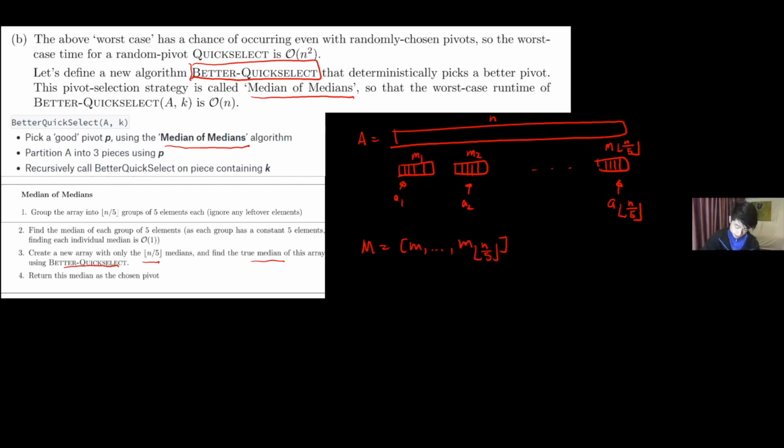So this is like a nested recursive call. So then find the median using better quick select. Yeah, so it's interesting how better quick select relies on median of medians, but then median of medians also relies on better quick select, which is pretty cool. So let's go into the problem.